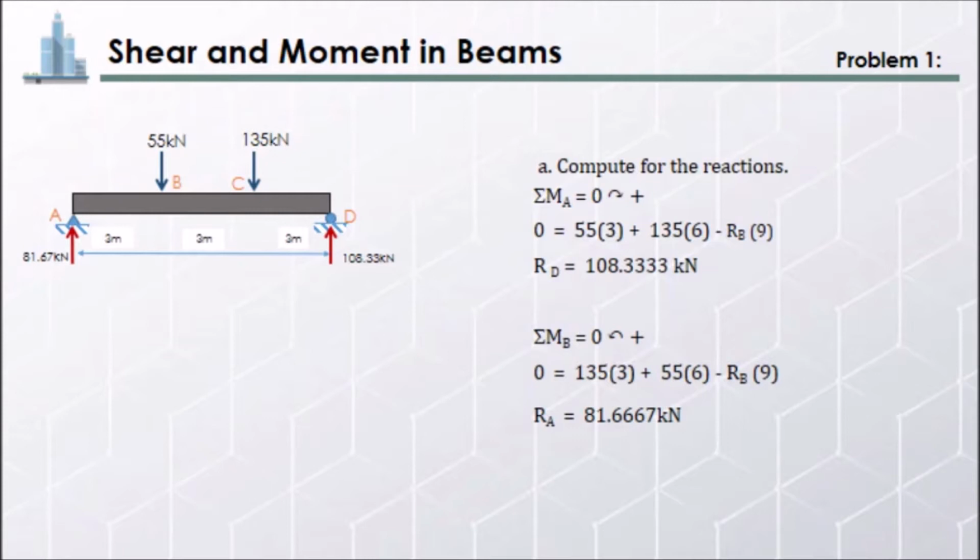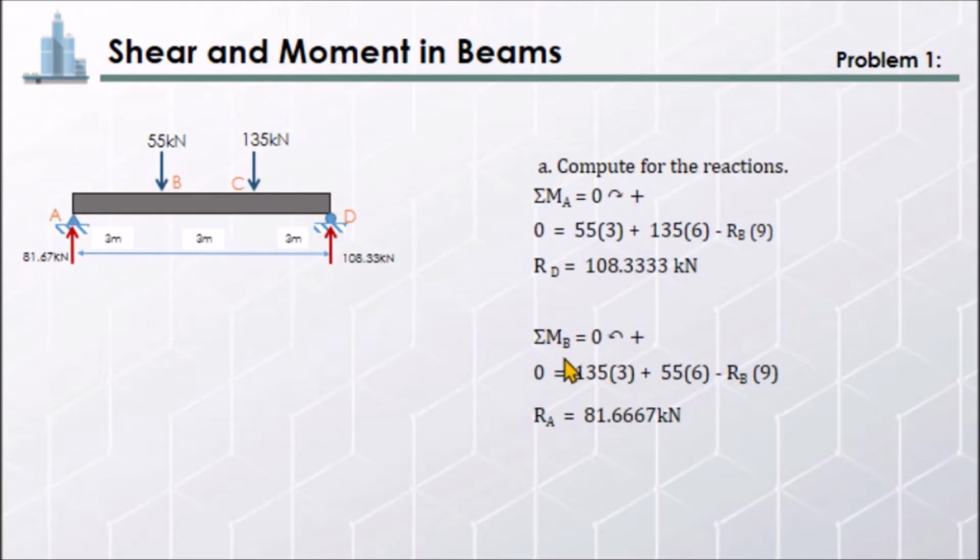So taking summation moment at A, clockwise as positive, we have 0 is equal to 55 multiplied by its moment arm of 3 plus 135 multiplied by its moment arm of 6 minus the reaction at point D multiplied by its moment arm of 9. So this is letter D, R sub D. So R sub D is equal to 108.333 kilonewton.